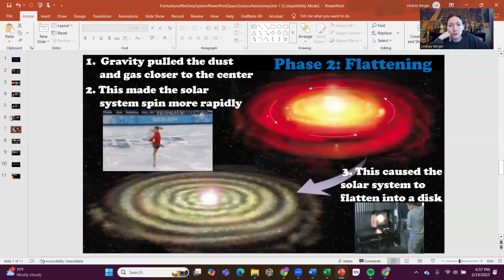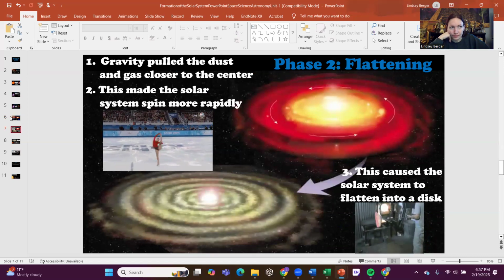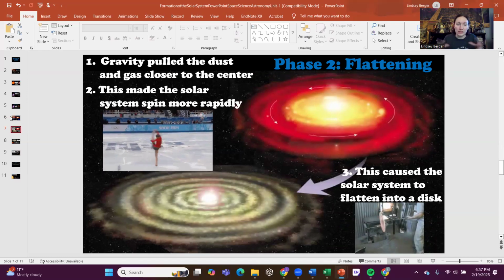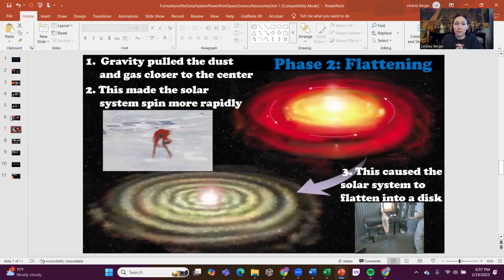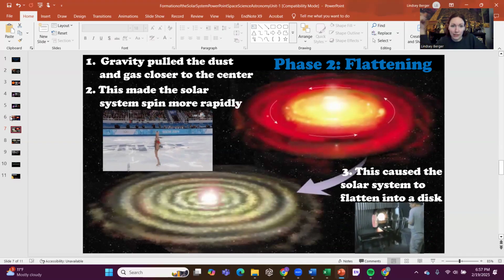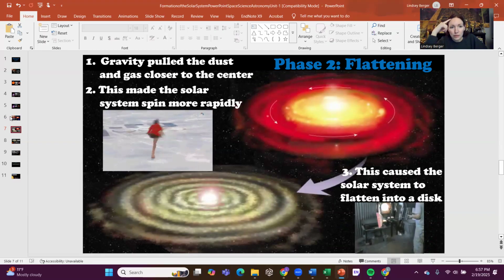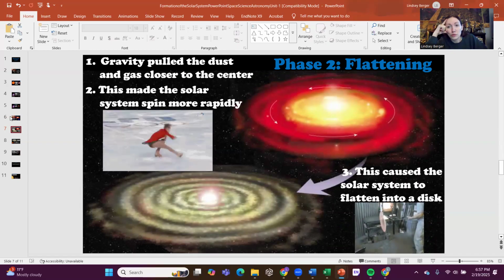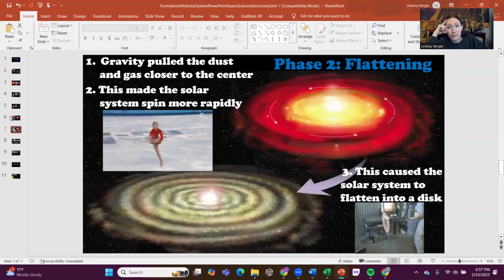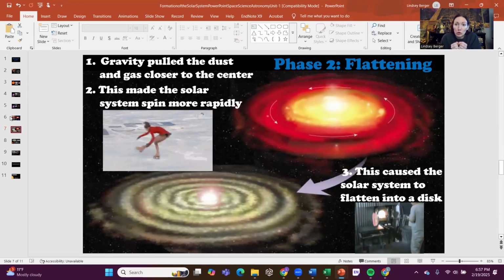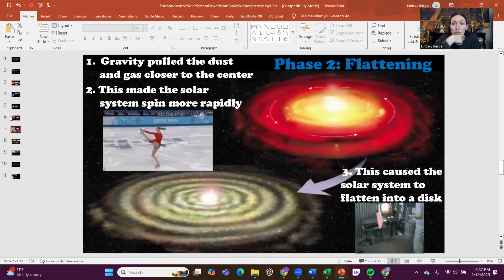So once you start to spin stuff fast enough, it's going to start to flatten. Gravity is going to pull the heaviest things, the heaviest dust and gas, to the center. This is going to cause things to spin even faster. They're going to keep picking up speed. A good example of this is ice skaters. If an ice skater wants to spin in a circle very, very fast, they pull most of their mass, their center of gravity, to the middle, just like this lady's doing in the little picture here.